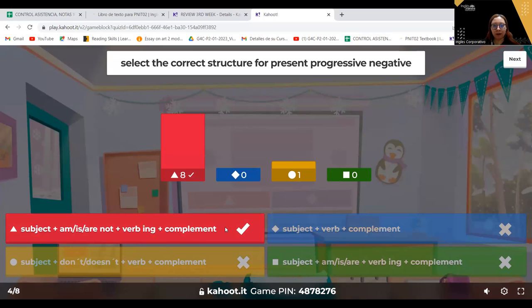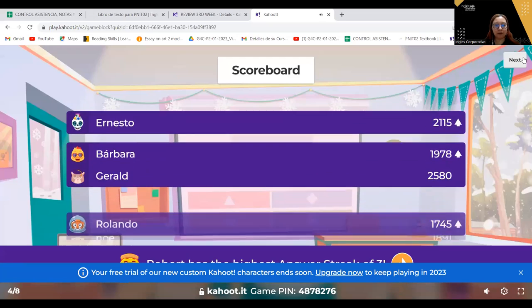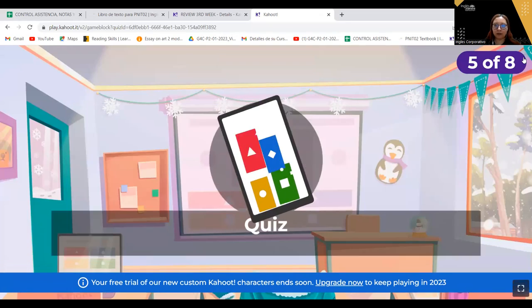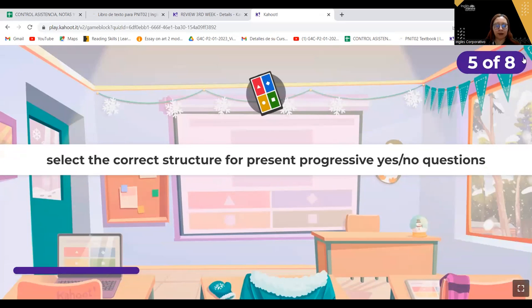Example, y vuelvo y repito, traten de hacer ese ejercicio siempre que estén revisando estructura para ver si es lo que busco, okay? I am not working right now. She is not sleeping. Sí, esta es mi estructura, entonces. Cumple con todo. Subject, verb to be, not, verb in ing, right? So, good. Let's go with number 5. Vamos a ver. Ernesto, siempre la cabeza. Very good. Let's continue.